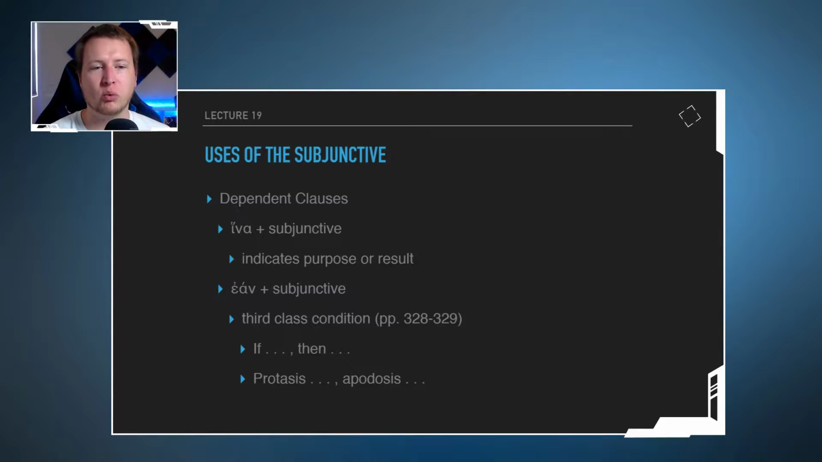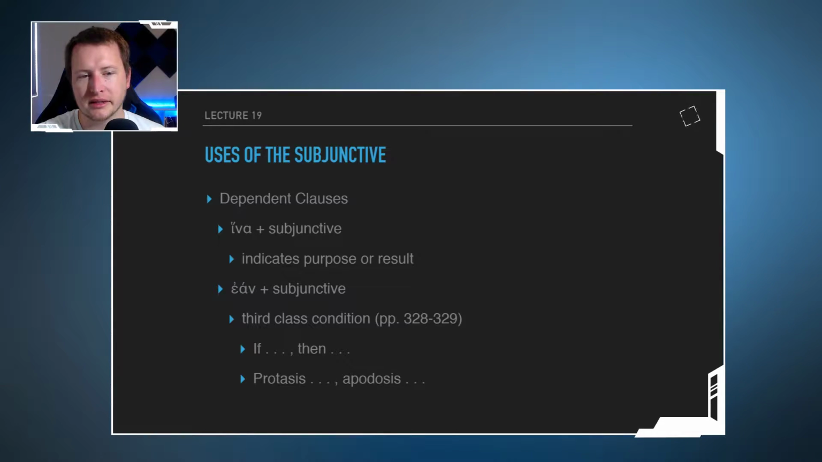Okay, and what you'll see are particular words or markers that indicate you're dealing with the subjunctive. Ina is one of them. Means that, so that. It indicates either purpose or result for the most part. Okay, so I walk in order to go to the store. My purpose of walking is going to the store. Or, I walk so that I can get to the store. The result is that I'm going to the store. I'm getting to the store by walking. Okay? So that's Ina subjunctive.